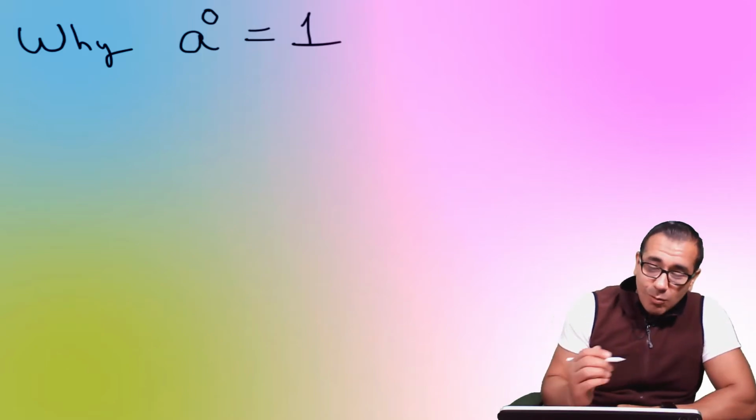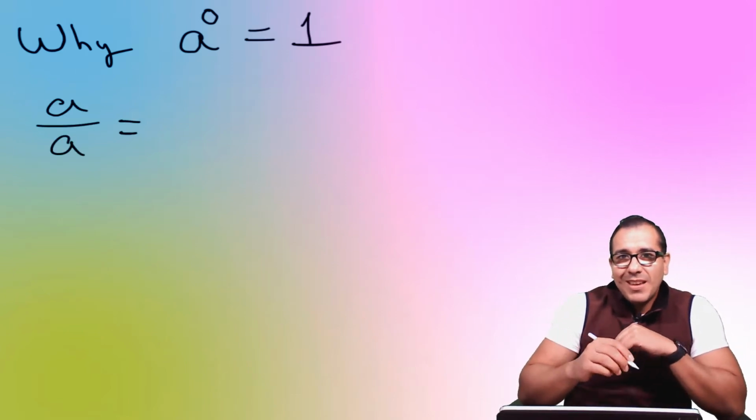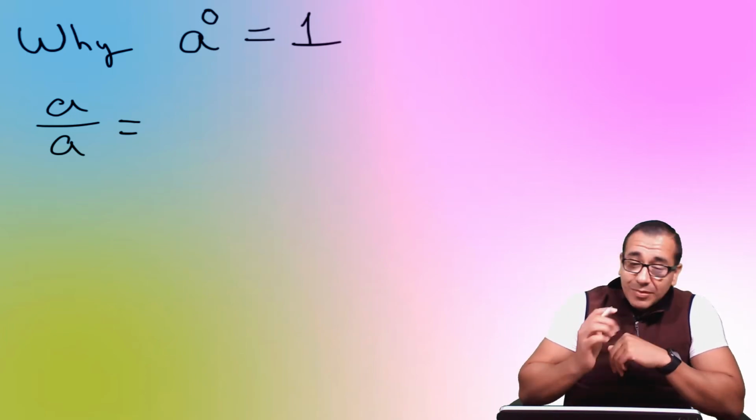So what we know is some number divided by itself, as long as it's not 0. Any number divided by itself, as long as it's not 0, is equal to 1.